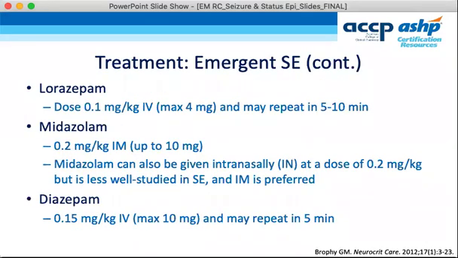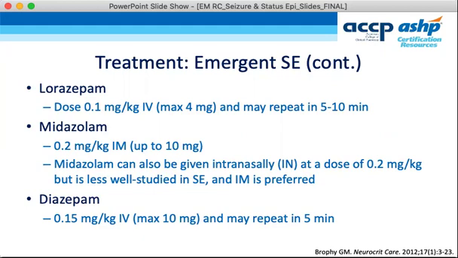When we look at dosing, lorazepam is typically dosed at 0.1 mg per kg with a max of 4 milligrams and may repeat in 5 to 10 minutes. In these situations, we may be estimating their weights, so we do the best we can in those situations. With midazolam, the dose is 0.2 mg per kg intramuscularly up to a dose of 10.